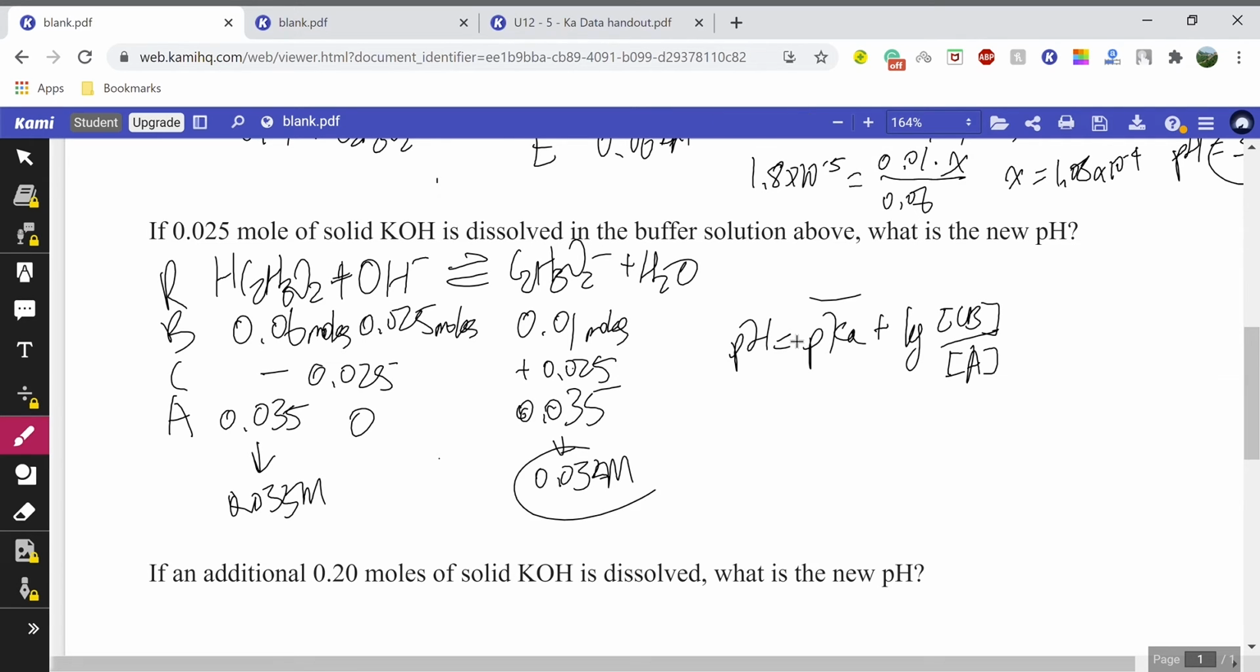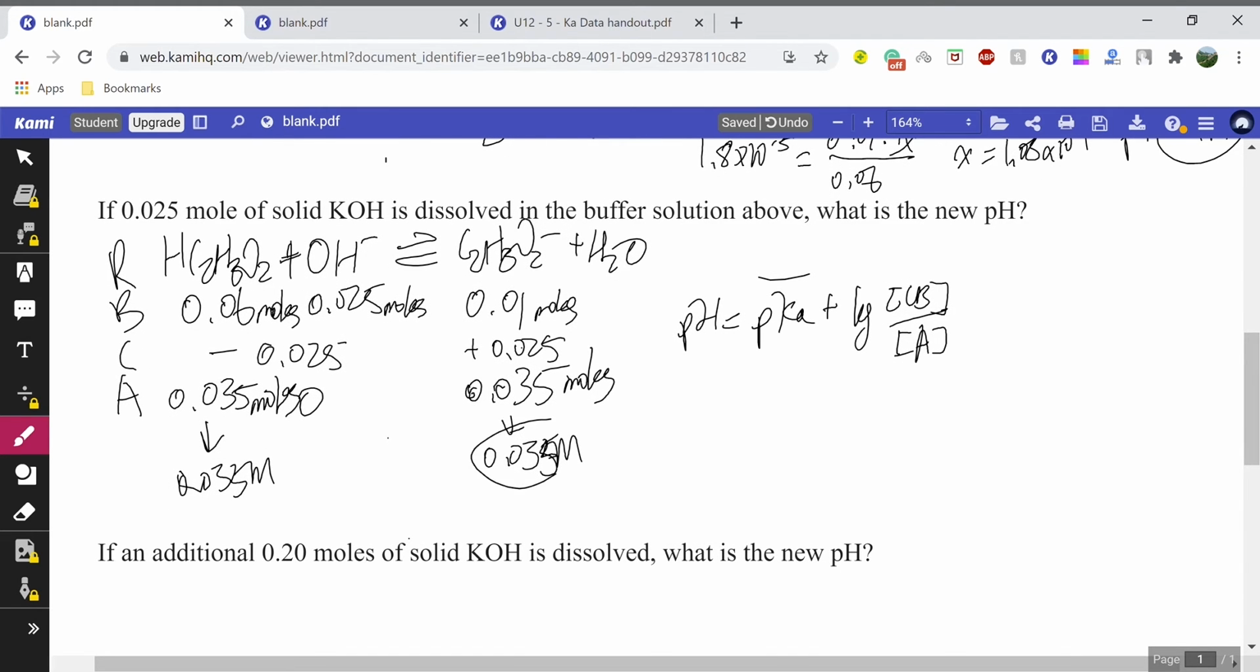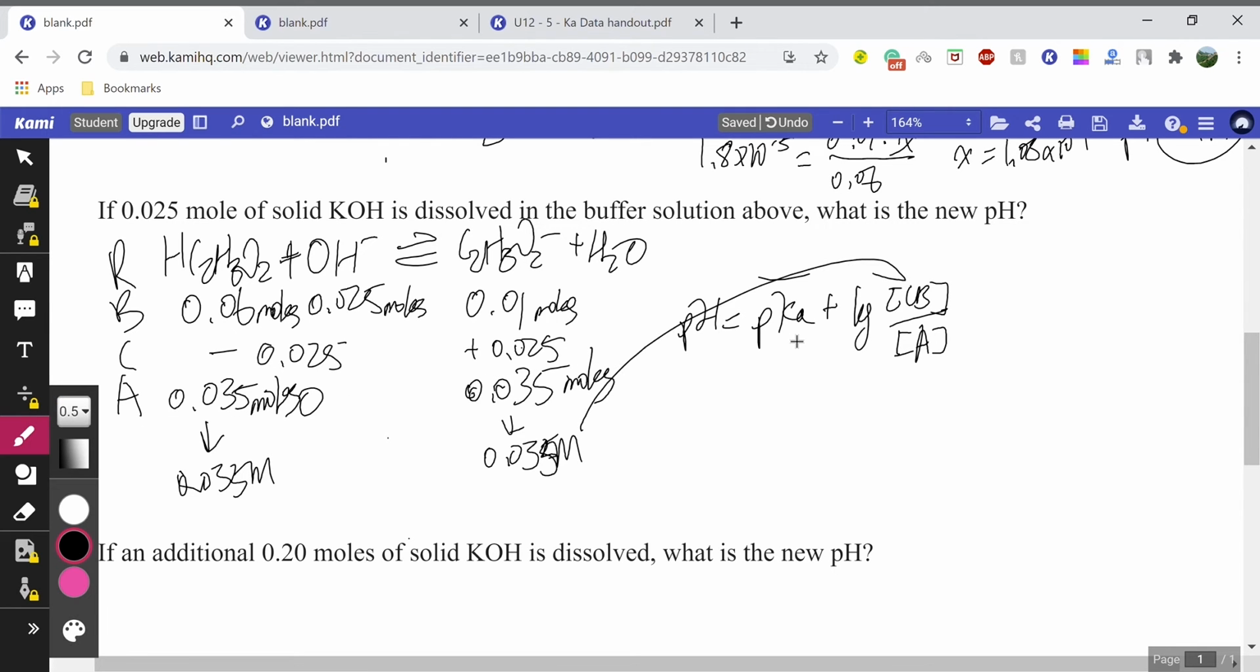Now what is the concentration of conjugate base? 0.035. And again, our mole number and our molar is the same because we're in a 1 liter solution. So this is 0.035 molar and 0.035 molar. So when we plug this over here, and this over here, this is basically log of 1, right? And 10 to the 0th power is 1, so this will be equal to 0. When dealing with logs, anything to the log of 1 will be 0. So the log term can be crossed out.